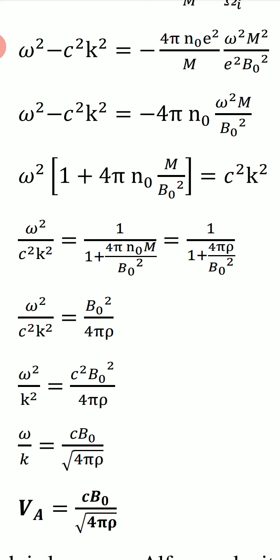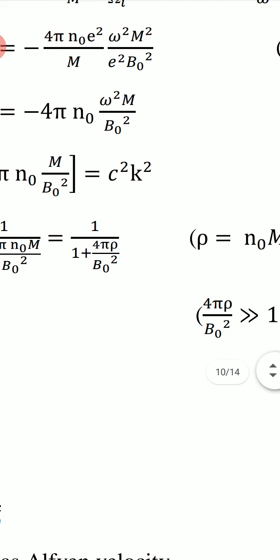Now write n0 capital M as rho. It is the density of ions. n0 is the number of ions per unit volume and capital M is the mass of each ion. So n0 capital M is the mass per unit volume. It is the density of ion. We write it by rho. So we have omega square upon c square k square equal to 1 upon 1 plus 4 pi rho upon B0 square. Now this quantity 4 pi rho upon B0 square is much greater than 1.